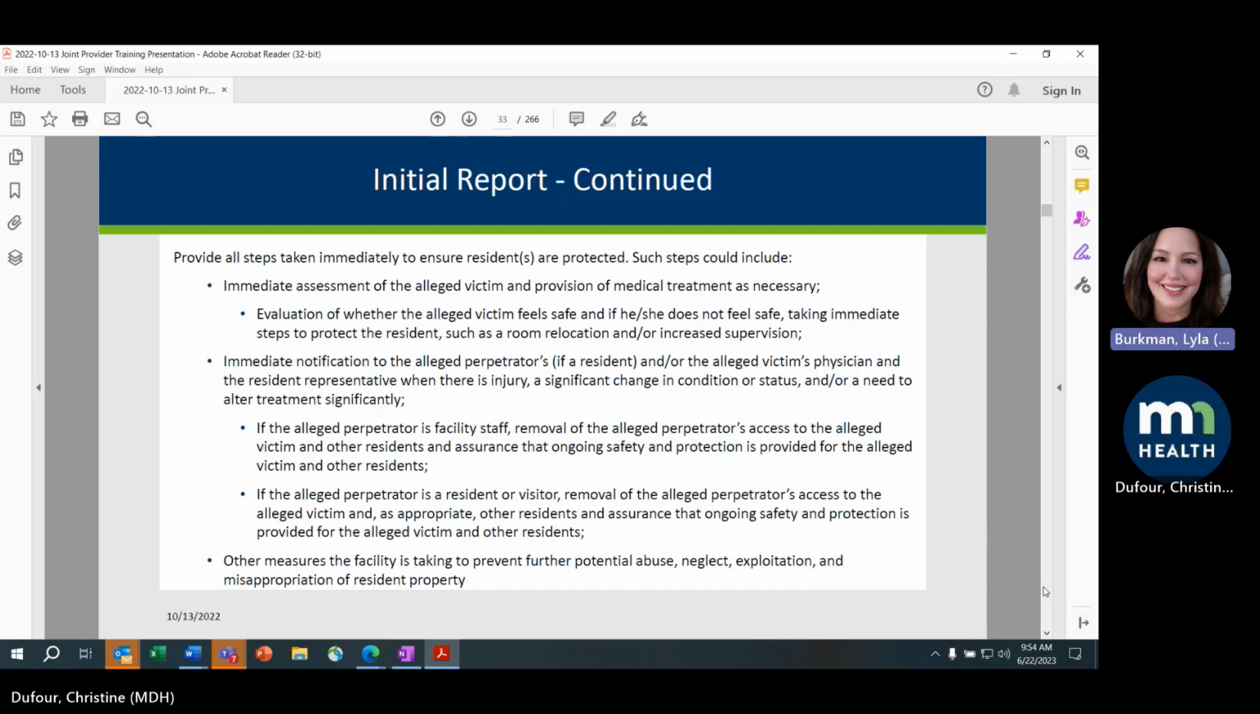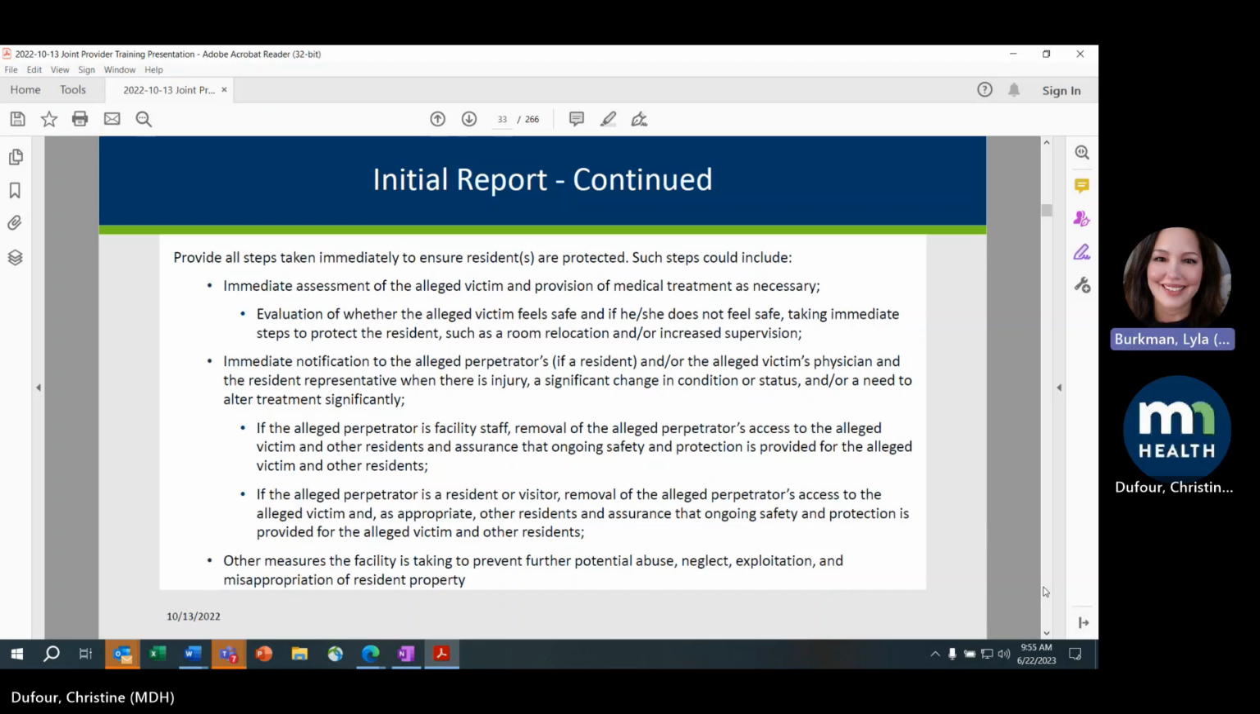The immediate notification of the alleged perpetrator, if a resident, and/or the alleged victim's physician and the resident's representative when there is injury, a significant change in condition or status, and/or a need to alter treatment significantly. If the alleged perpetrator is facility staff, the removal of the alleged perpetrator's access to the alleged victim and other residents, and assurance that ongoing safety and protection is provided for the alleged victim as well as the other residents.